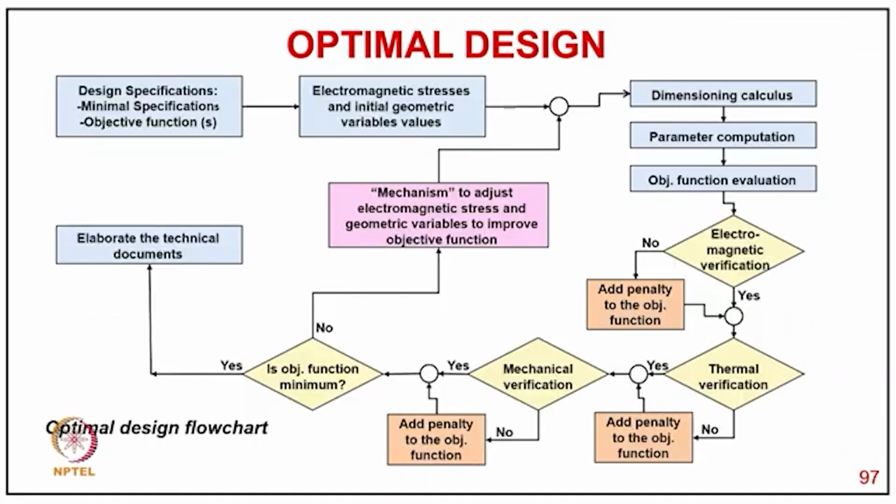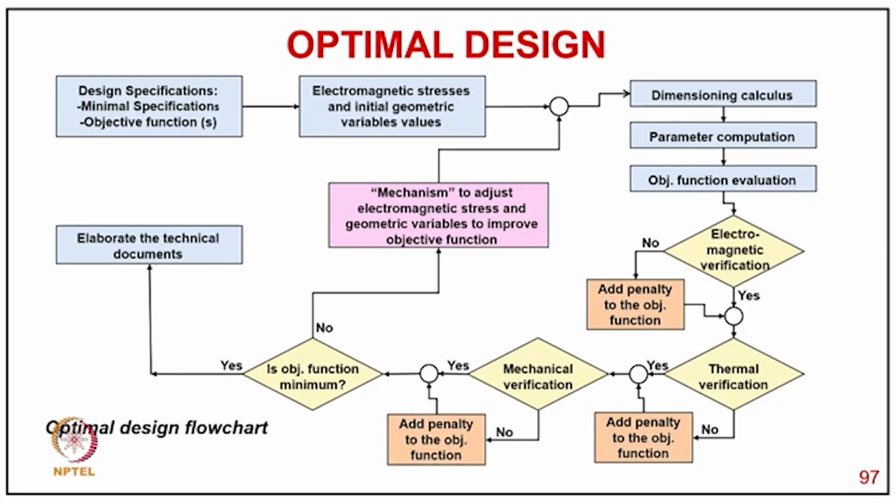So now coming to the optimum design flow chart, we start with the design specification with minimum specification and an objective function, then electromagnetic stress calculation and initial geometry variable calculation. We go to dimension calculation, then parameter computation, objective function evaluation, then electromagnetic verification. If yes, go ahead. If no, add a penalty to the objective function. Then we go to thermal verification.